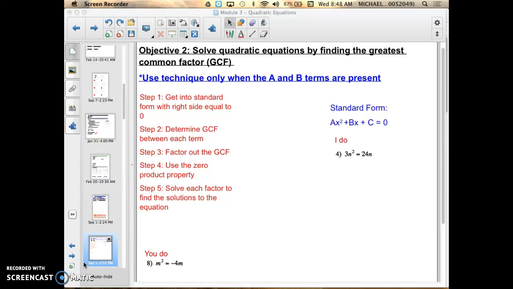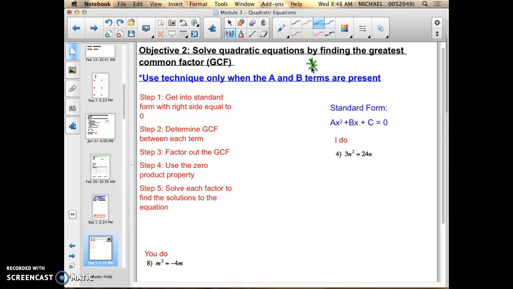This technique is important to consider as well: you can use it when the a and b terms are present in a quadratic function. Only the a and b. Another way to say that is, if you come across a quadratic function and it has no c term, please write that down as a reminder. If it has no c term, then you can also use the strategy of factoring by finding the greatest common factor. So no c term is another clue, or just when the a and b terms are present.